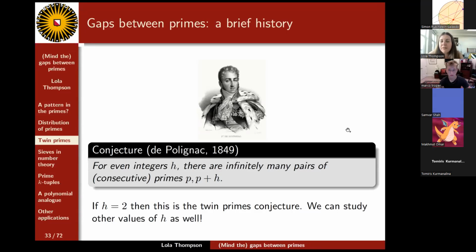I should point out that this is not actually Alphonse de Polignac. Back in the era before photographs, of course, a lot of mathematicians didn't have their pictures available. So I found this picture of Alphonse de Polignac's father. He was a French dignitary, and as a result, he had this fancy official portrait done. And I'm just hoping that Alphonse looked a bit like his father. So I put that picture there just to give you some sense of what he might have looked like.